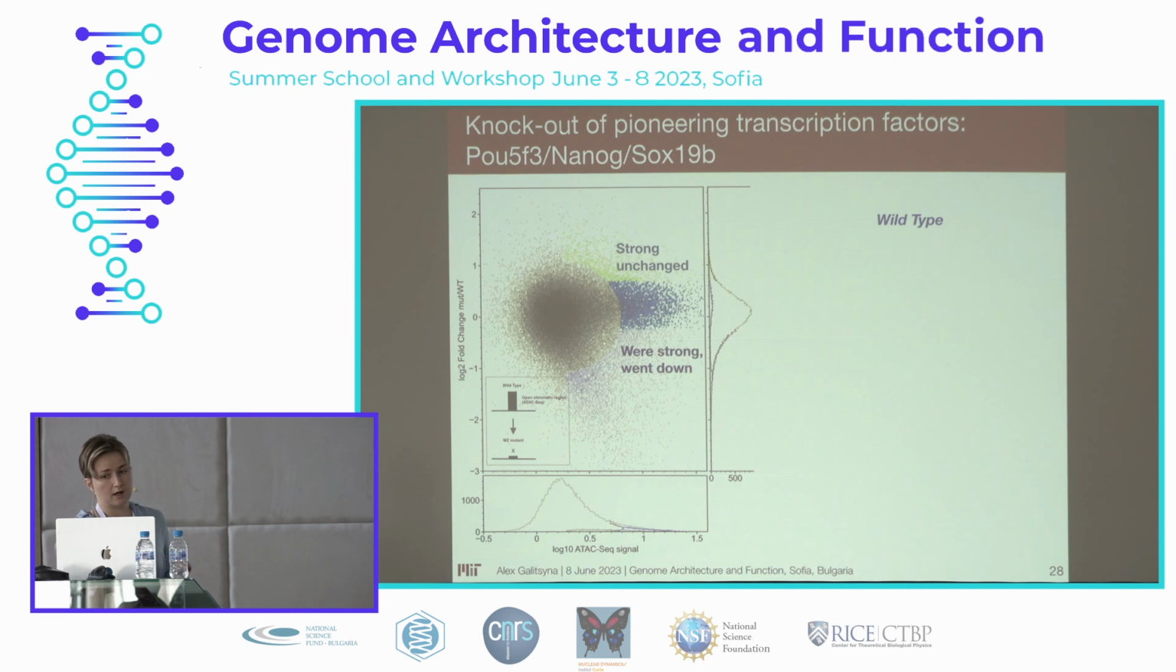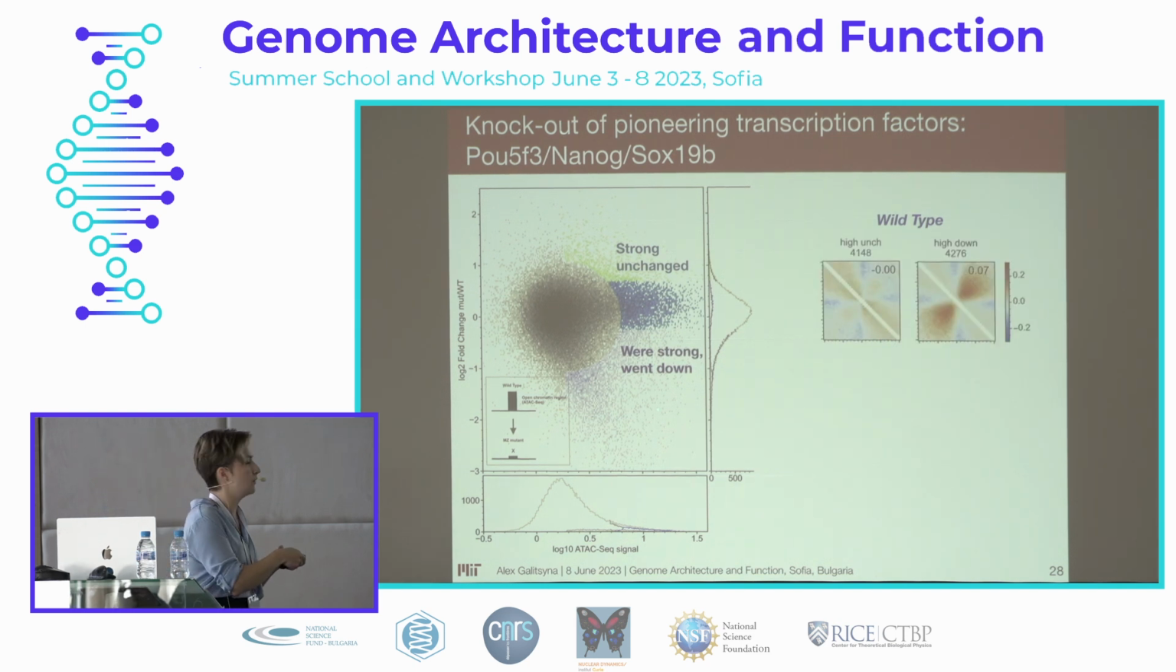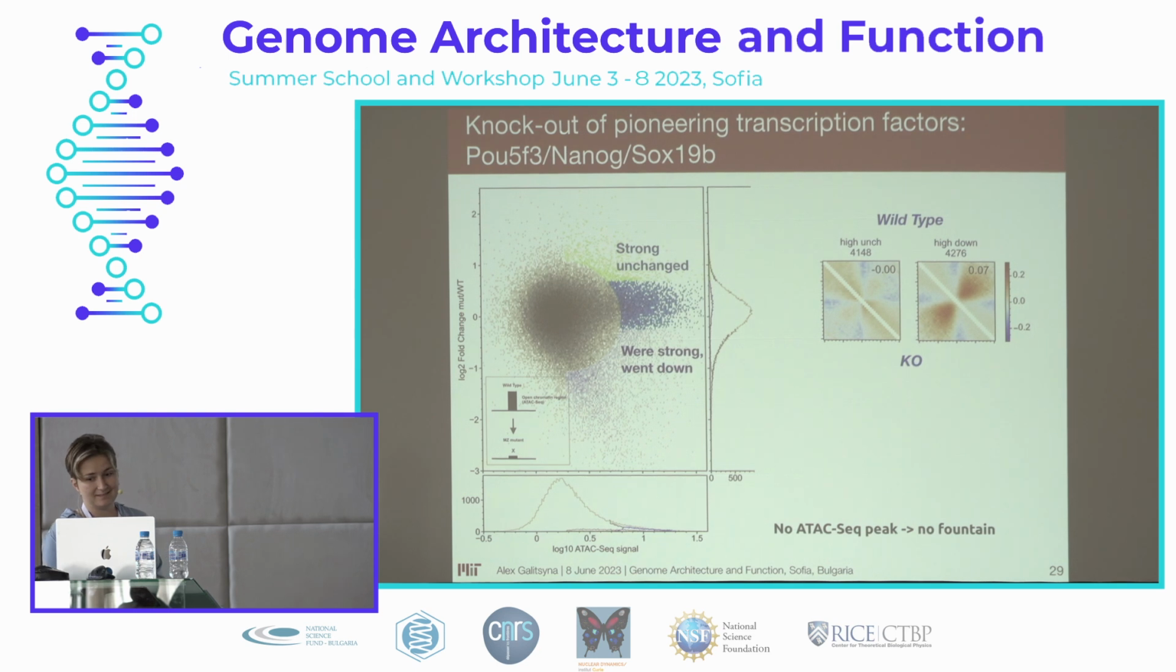Now, if we create Hi-C pile-ups on these regions, we will observe that only those that were strong and went down, they were forming fountains. And those that were unchanged, apparently, they were not nice fountains in the first place. Then in the knockouts, we have a beautiful picture of disappearance of fountains that become just very, very weak. So it means that no ATAC-seq peak, no fountain. So probably it's one of the major determinants of the cohesin loading and the formation of fountain signature in Hi-C.